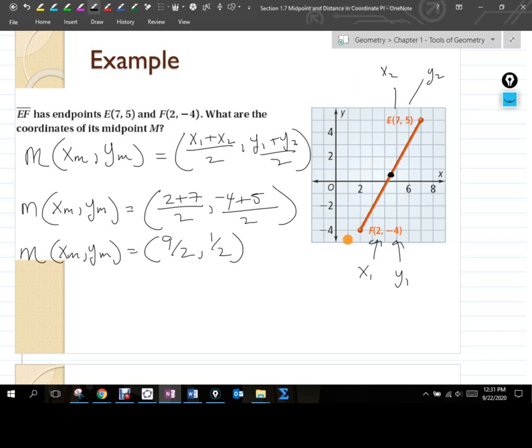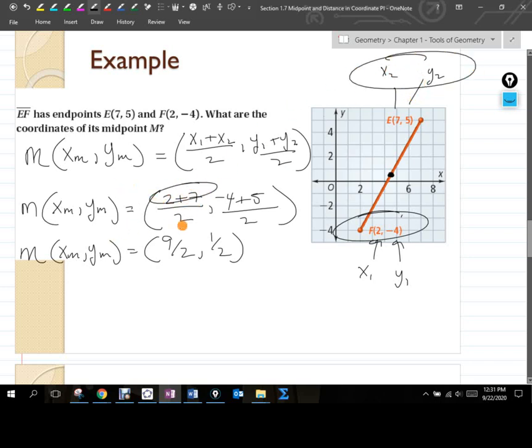It doesn't matter. I go left to right, so the first one I saw when I read this graph is this point F down here. So I'll let that one be (x1, y1). But you would have gotten the same answer because addition is commutative, so you can flip them back and forth, right? If I had let this one be (x1, y1), the only thing that would have changed is that it would have been 7 plus 2, and 5 minus 4. But I still get the same 9 and 1, right?